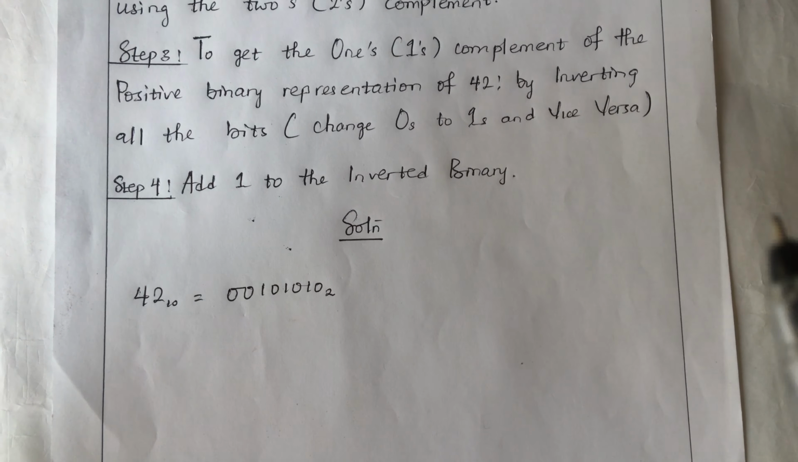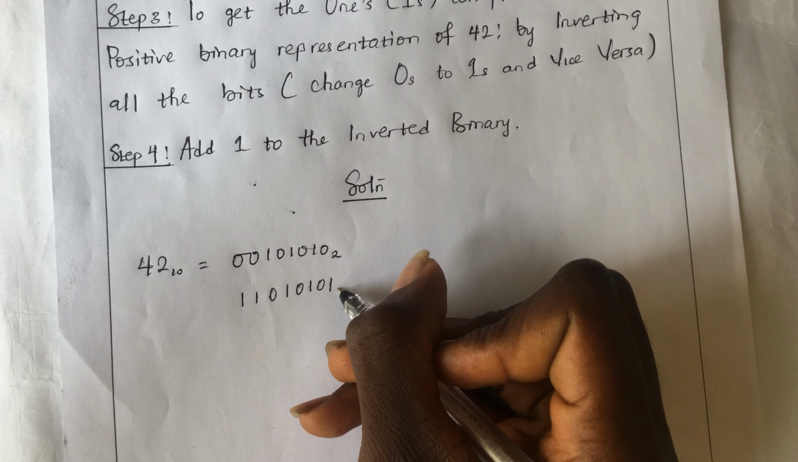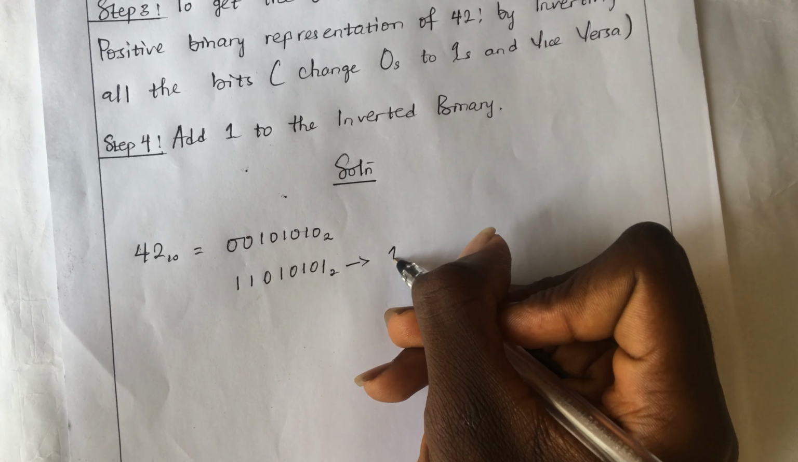So wherever we have 0, we change to 1. So this is 0, this will become 1, this will become 1, this will become 0, 1, 0, 1, 0, 1 base 2. So this is our 1's complement.